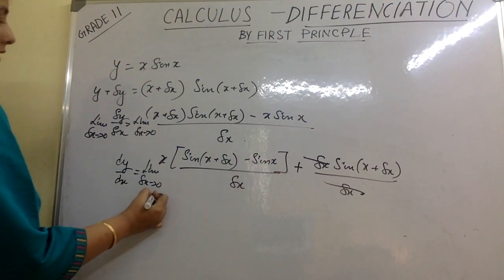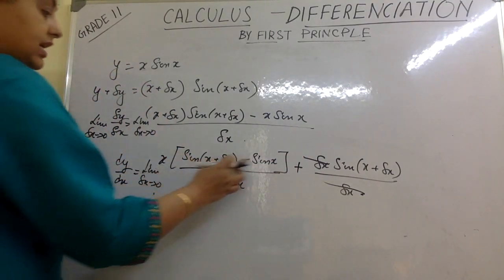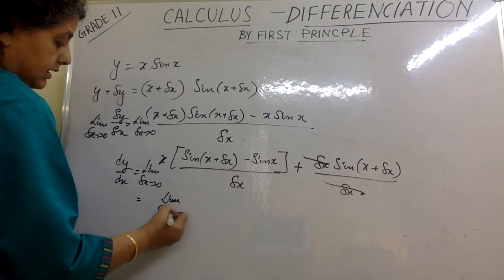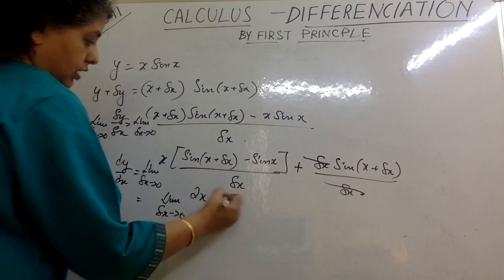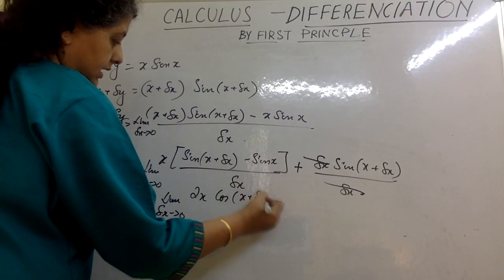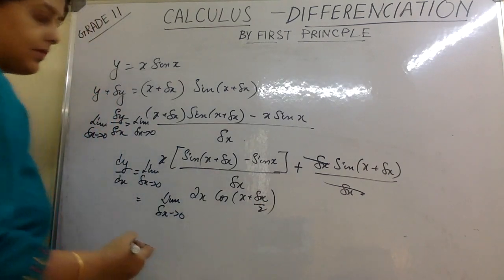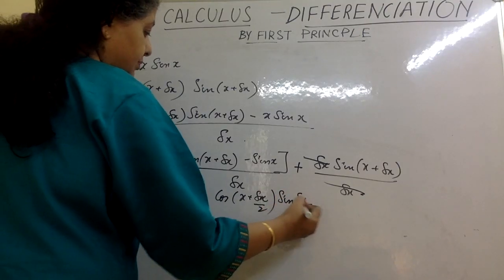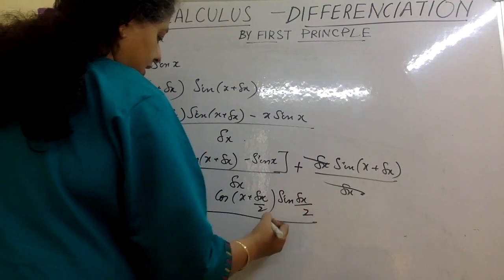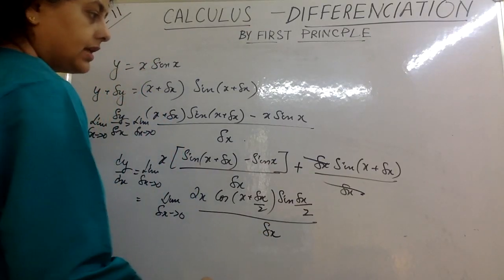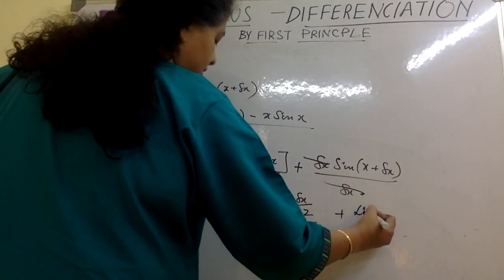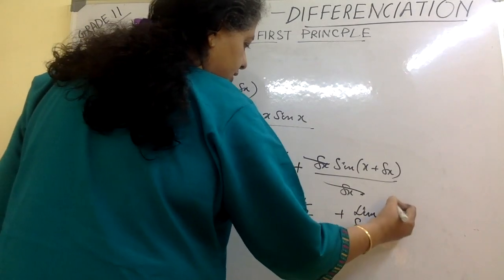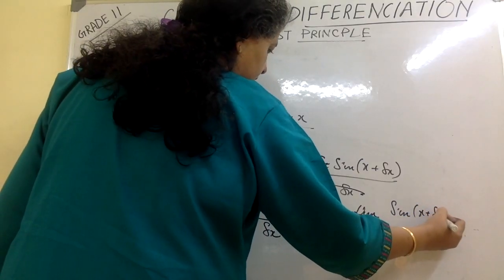Now sin c minus sin d, using the formula we are going to get limit del x tends to 0, 2x cos x plus del x by 2, and sin del x by 2 by del x. Okay, and plus limit del x tends to 0 sin x plus del x.